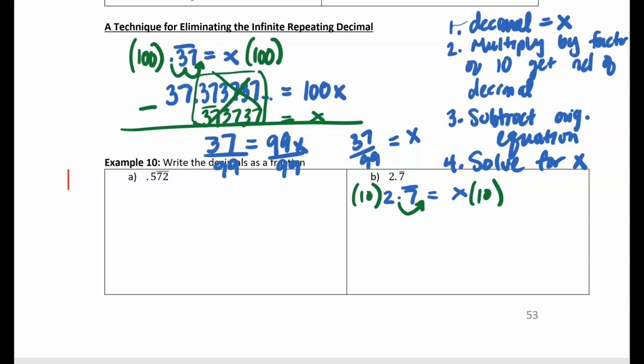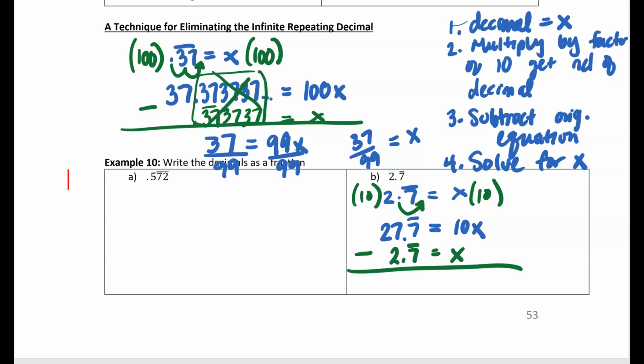So what this is going to look like now is you're going to get 27 point, and then this 7's still there. So 7, 7, 7, 7, 7. You can write it like that, or if you want to just write it with the bar, you can do it that way too. And then 10 times x is 10x. Next step is you're going to subtract the original equation. So the original equation is 2.7 repeating equals x.